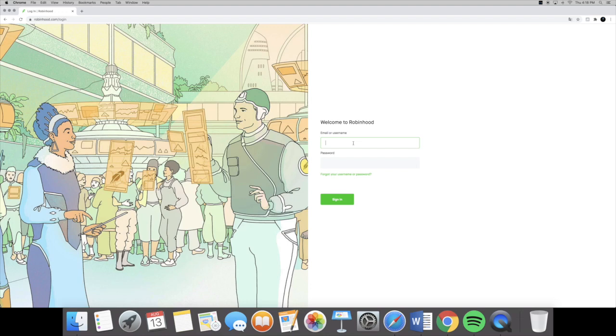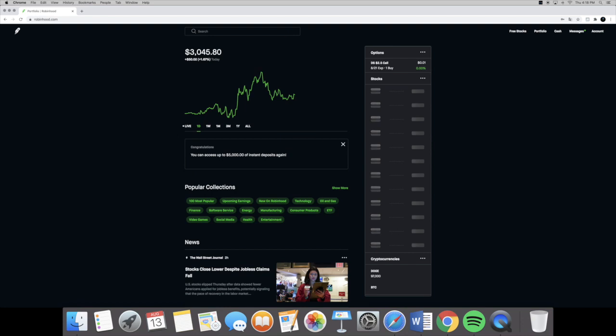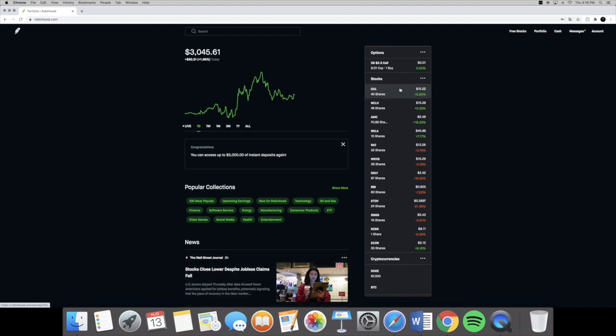Now right here, you're just gonna log in. And this is how your homepage is gonna look. Right here is gonna be all the stocks that you have either in your watch list or the stocks that you have a position in. Here you're gonna be able to see your graph, how it's going during the day, up, down, the prices, how much you're up, how much you're down.